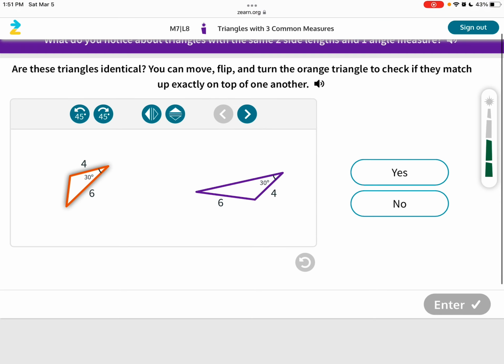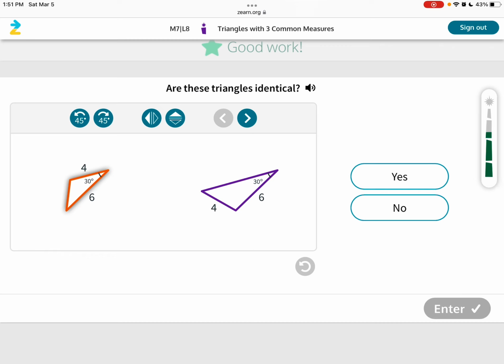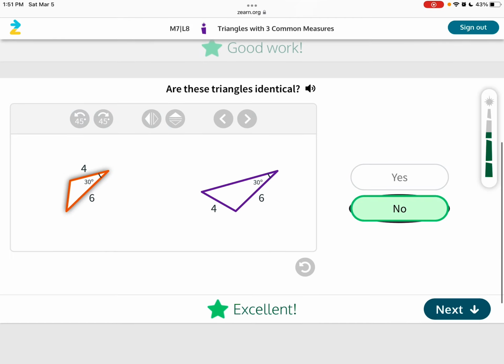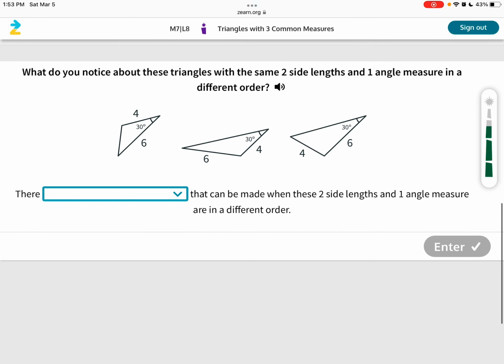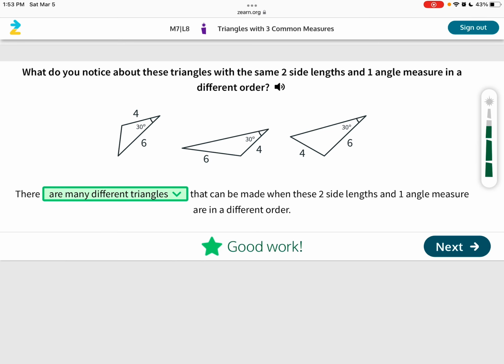It's like this one, there's 4 and 6 and then 30 in between. Over here, the 6 would have to be on the long side for it to be identical. Okay, and here we have the same thing, that 6 would need to be on the longest side for it to match the orange one. So with this one, 6 is not on the longest side every time. So there are many different triangles.